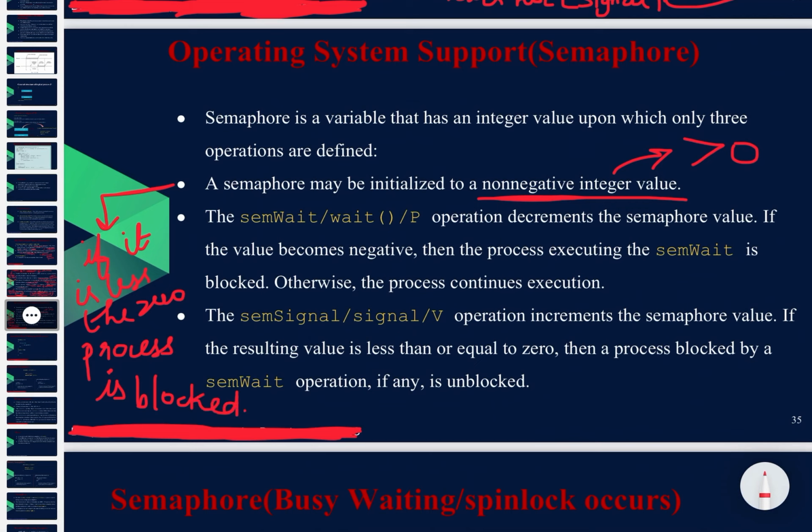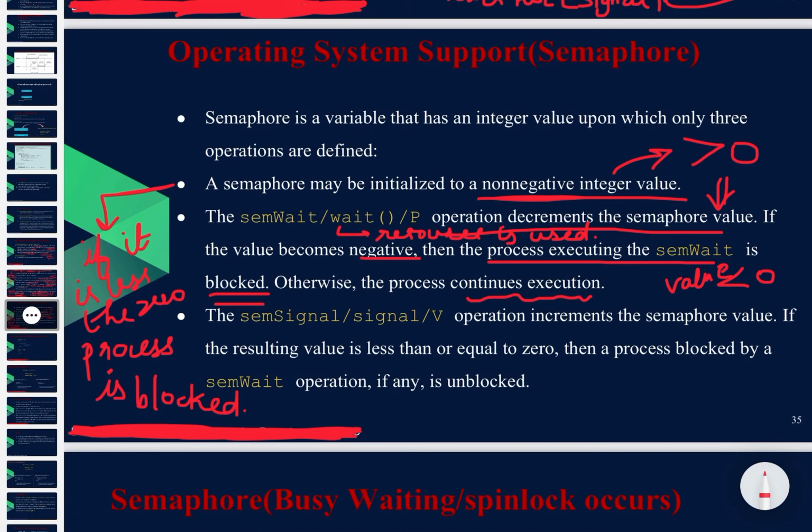The semWait or P operation decrements the semaphore value. It will decrease the semaphore value because a resource is being used. If the value becomes negative, then the process executing the semWait is blocked. So if the value becomes less than 0, the process will be blocked. Otherwise, the process continues the execution. It will be blocked and put inside the queue.